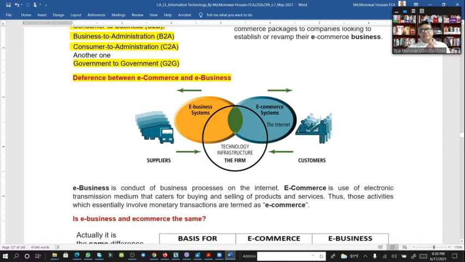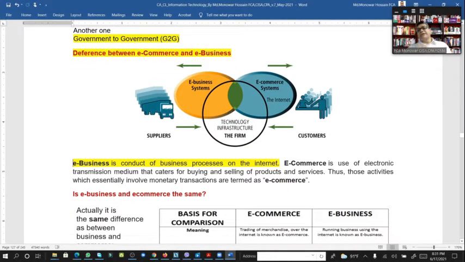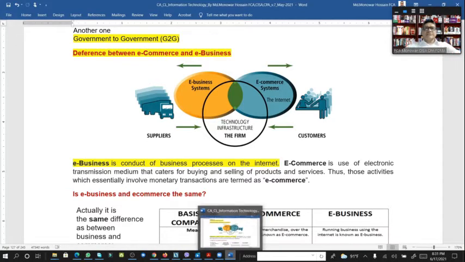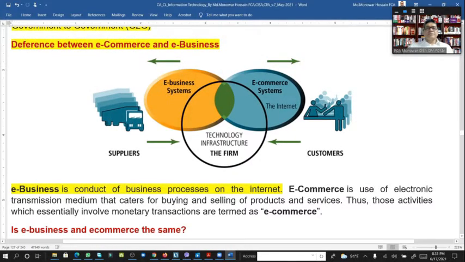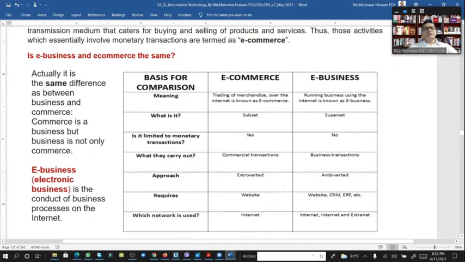E-commerce is a part of e-business. E-business is the conduct of business processes on the internet, and e-commerce uses electronic transmission media for buying and selling products and services. Those activities that essentially involve monetary transactions are termed e-commerce. So e-commerce is also part of e-business; e-business is the broader sense. Look here: this is the e-business system with suppliers and technology infrastructure within the organization, the e-commerce system here, and through the internet reaching the customer. This is the difference between e-business and e-commerce.